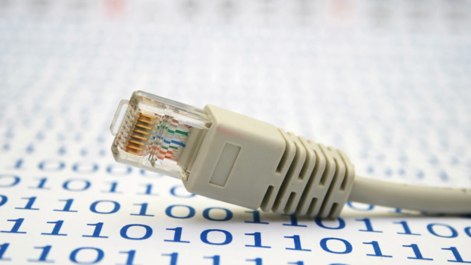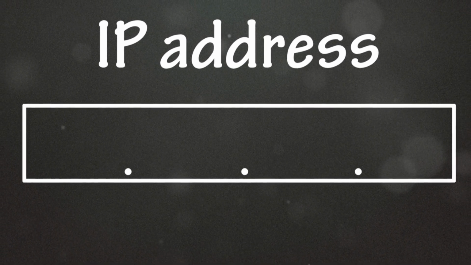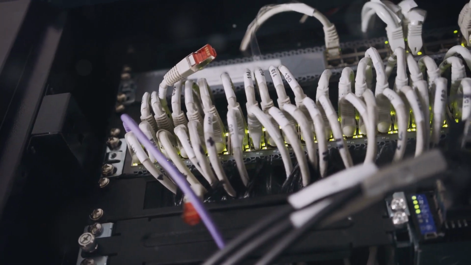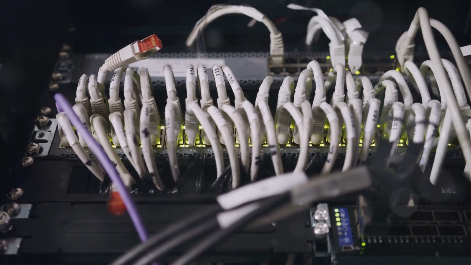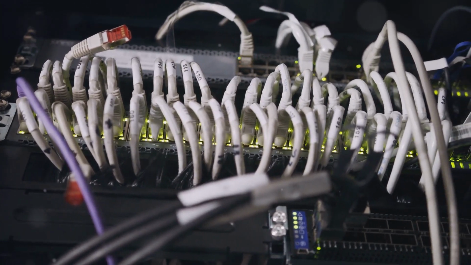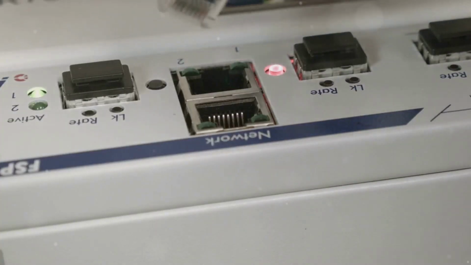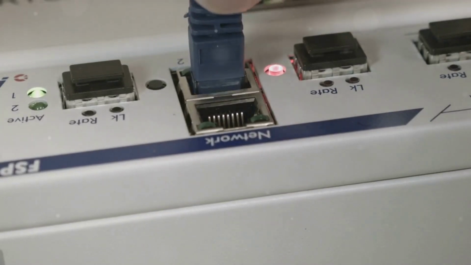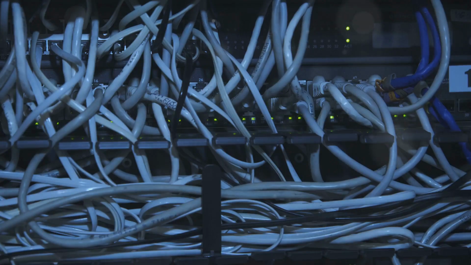Next up, we have subnet masks. A subnet mask is used to divide an IP address into 2 parts, the network part and the host part. For example, the subnet mask 255.255.255.0 indicates that the first 3 octets of the IP address are the network part, and the last octet is the host part. This helps in identifying which part of the IP address belongs to the network and which part identifies the specific device within that network. Subnet masks are essential for efficient IP address management.